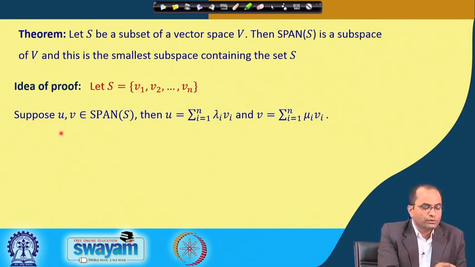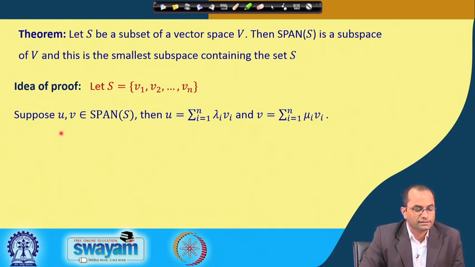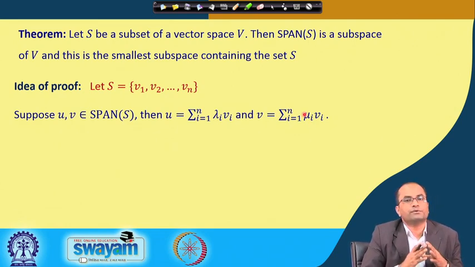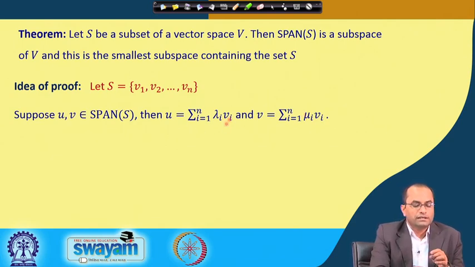So, here let us suppose u and v belong to this span S. Because u belongs to span S and v belongs to span S, we can write u and v as linear combinations of the vectors vi's. Here u is written as the sum of lambda i vi, which is a linear combination. Here also v we have written as a linear combination of the vi's. Note that these lambdas and mu's will be different, and they are scalars, but u is one vector and v is another vector, so we have different linear combinations. These two vectors which we have taken from the span S must be linear combinations of the vi's.